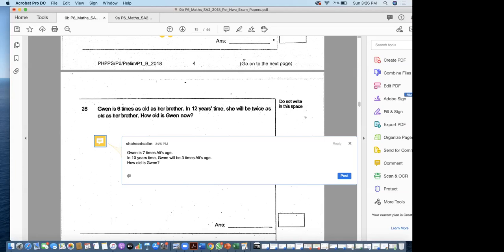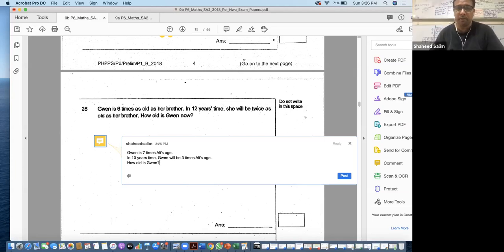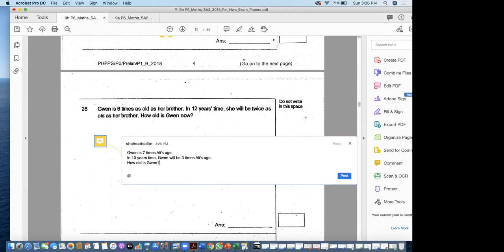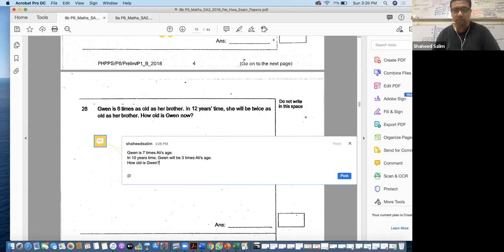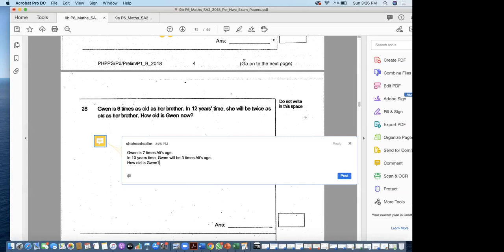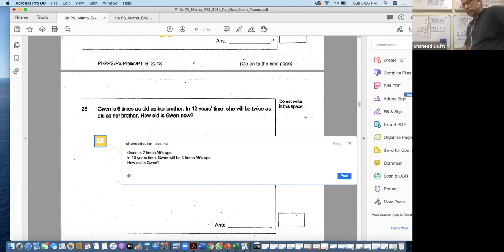Seventeen. Cannot be. Gwen is the older one here. Gwen is 7 times. 17. Twenty-four. We wait for 2 more minutes, and then I'll draw this. Okay. You must understand, by the end of this lesson, please try to understand this particular question.